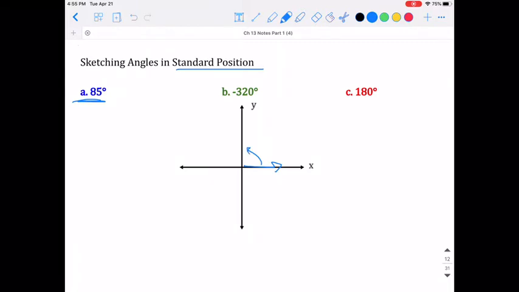85 degrees is going to bring us very close to the y-axis, but not exactly there. So 85 degrees is going to be approximately right around there. For B, we have negative 320 degrees.